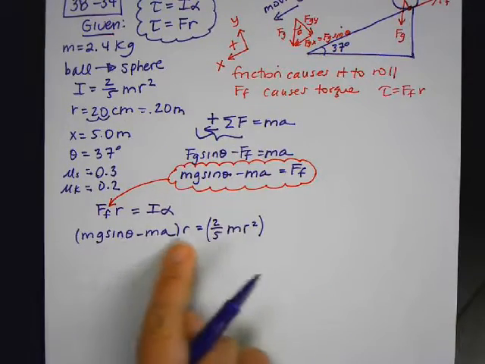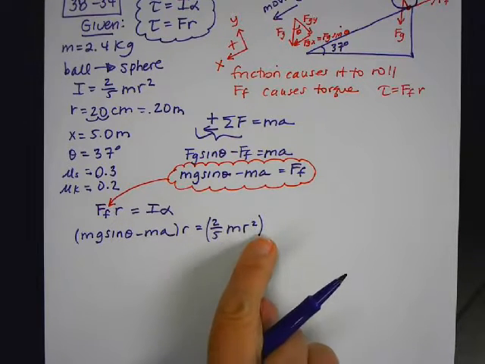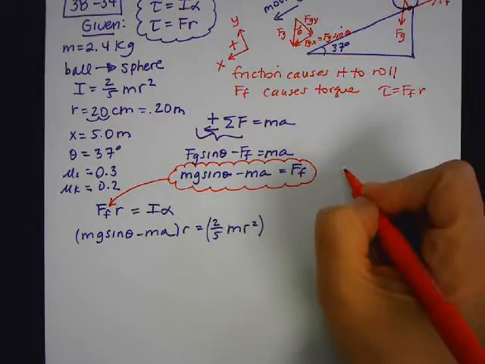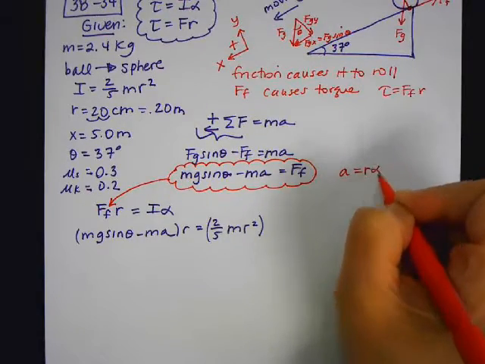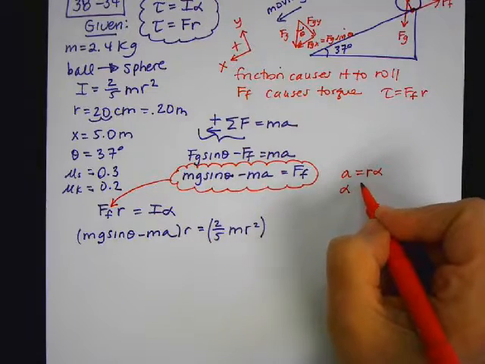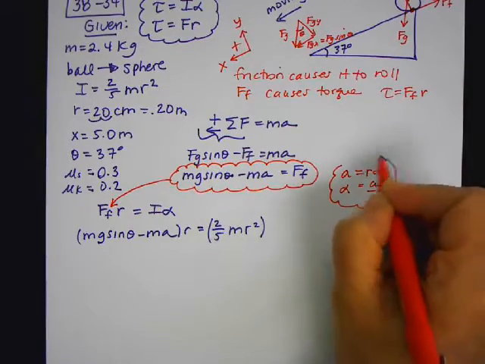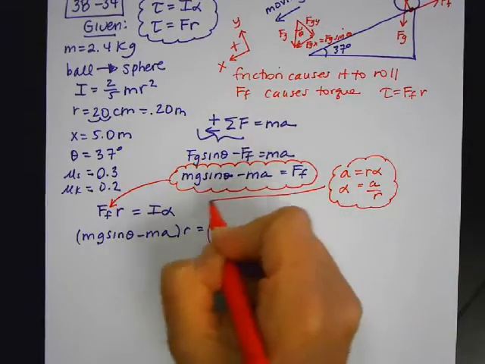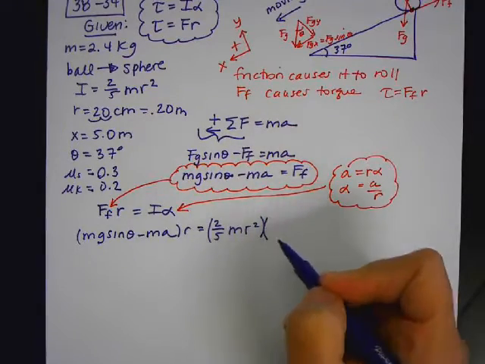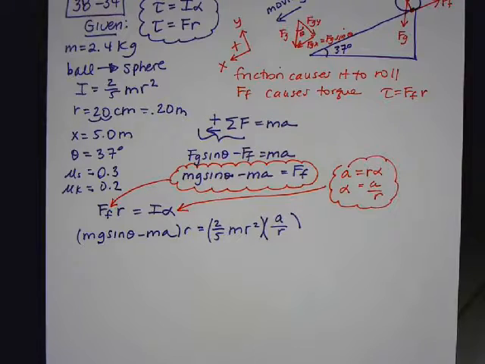Now, if you notice, this is all linear quantities. I have R, I have A. So instead of putting alpha, we know that A is equal to R alpha, therefore alpha is equal to A over R. So I'm going to substitute that in for this. So now I know this is equal to A over R. All right, so now this is just simplifying this.